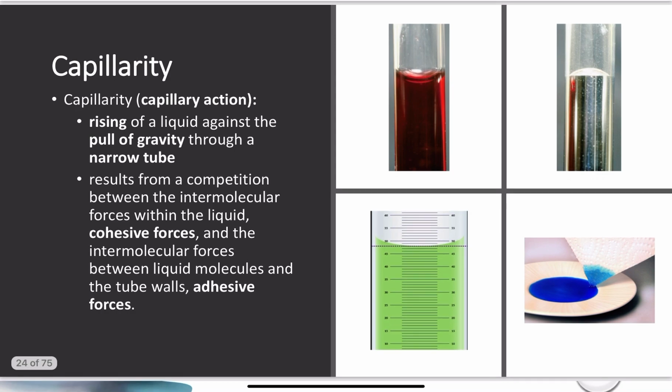The last one is capillarity. Capillarity, or capillary action, is the rising of a liquid against the pull of gravity through a narrow tube. This results from a competition between the intermolecular forces within the liquid, known as your cohesive forces, and the intermolecular forces between the liquid molecules and the tube walls, known as your adhesive forces. So what we've got here, this is what aqueous would look like. This is what mercury looks like.